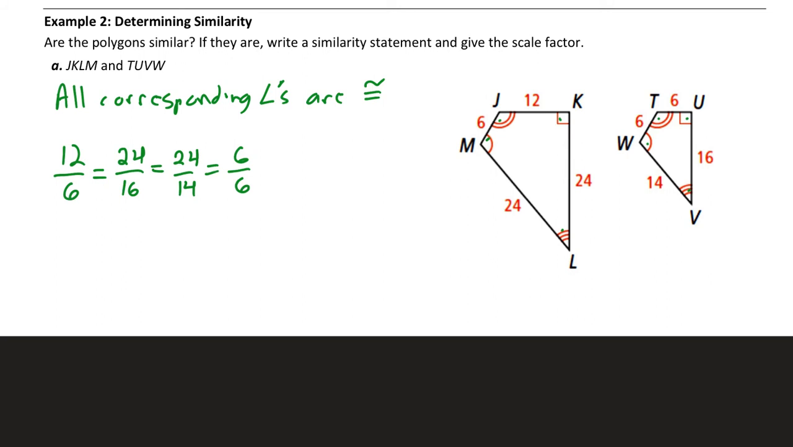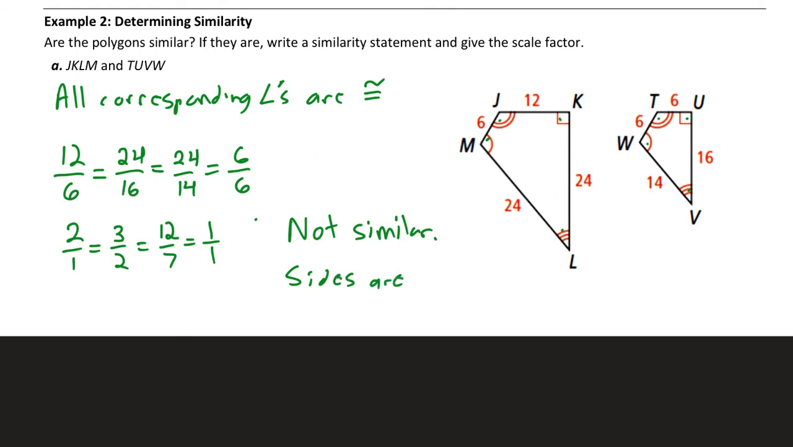We should be able to tell by now that these corresponding sides are not the same ratio. They're not proportional because these simplify to be 2 over 1. Can divide both of these by 8, 3 over 2. Divide both of these by 2, 12 over 7, and 1 over 1. So we would say not similar. Sides aren't proportional. That's how I'd say these aren't similar. Angles are congruent, but sides are not proportional.